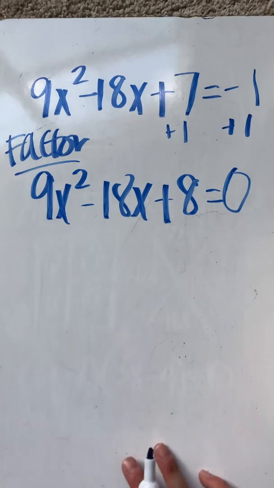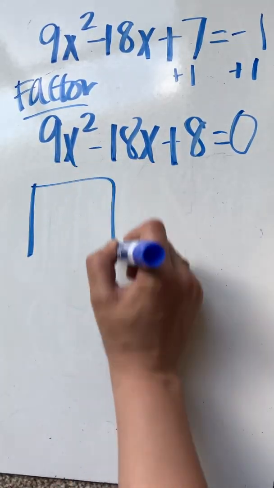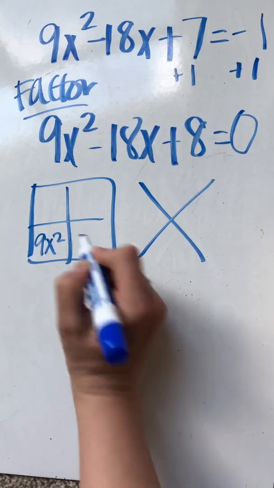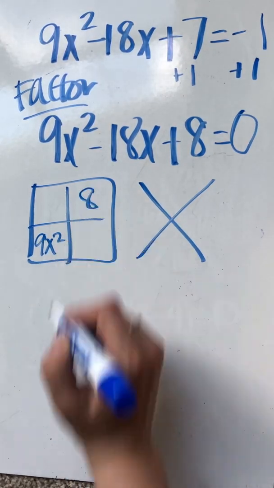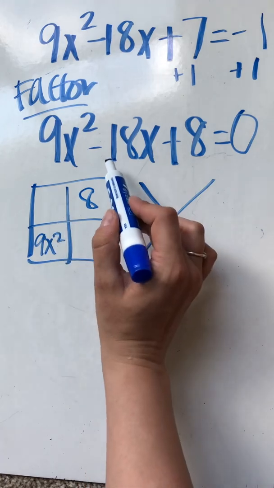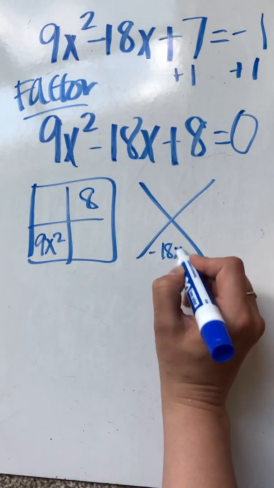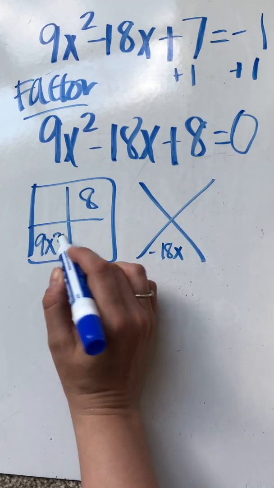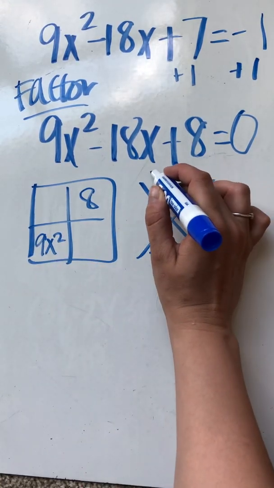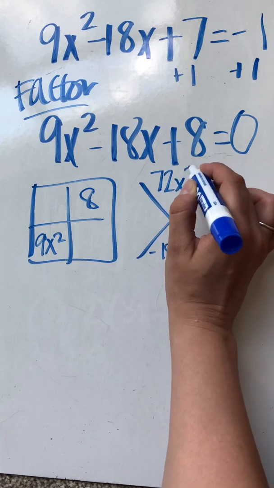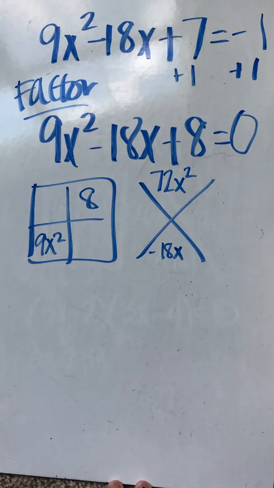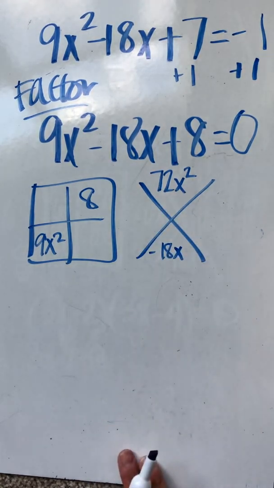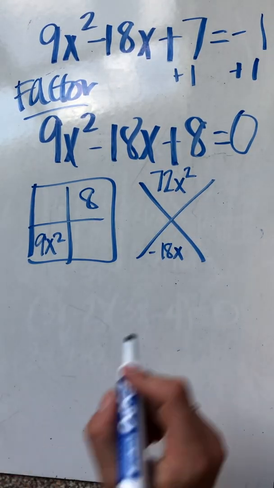So now I'm ready to factor, which means that I'm going to make a box, my area model, and my diamond problem. I know 9x squared goes here, I know 8 goes here, and then these two spots have to add up to be negative 18x and multiply to be the same as these numbers multiplied. So 9x squared times 8 is 72x squared. So my strategy for this is, because I know that it's two numbers that multiply to be a positive and add to be a negative, they're both going to have to be negative.